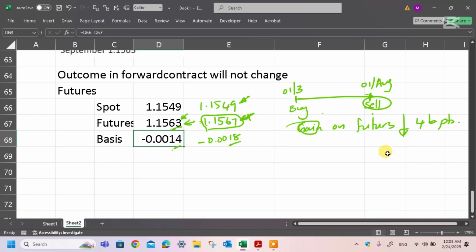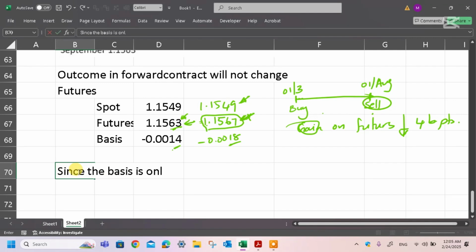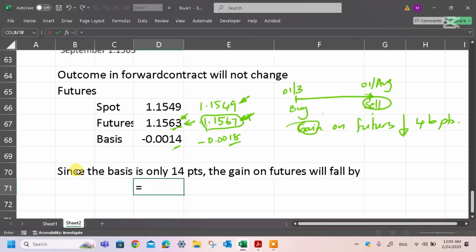So let me say, since the basis is only 14 points, the overall cost, or I can even say the gain on futures, will fall by how much? One contract size is 125,000.